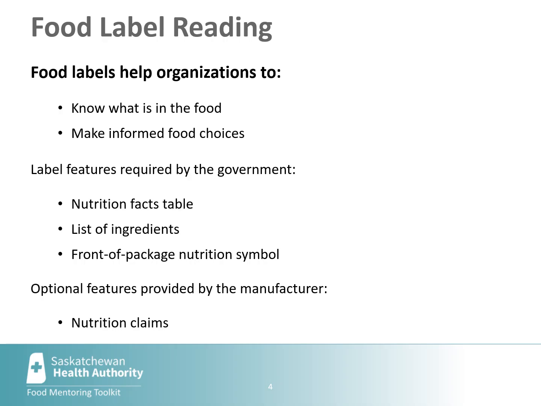Food labels help organizations to know what's in the food product and make informed food choices. The government requires some features to be present in the label. Those are nutrition facts table, list of ingredients, and for specific products, the new front of package nutrition symbol. Food labels can also include nutrition claims, which are not required by the government but are optional statements provided by the manufacturer.